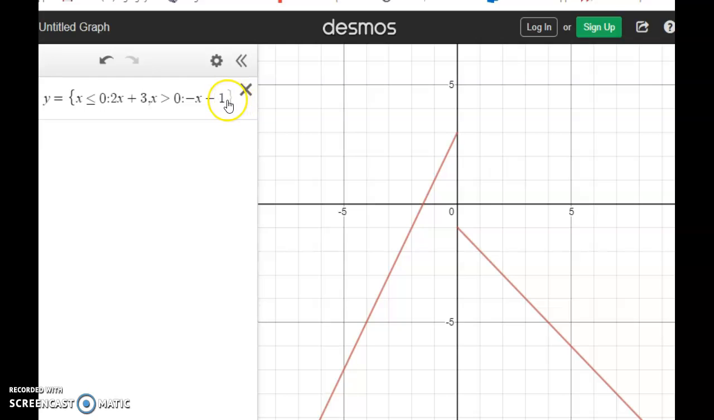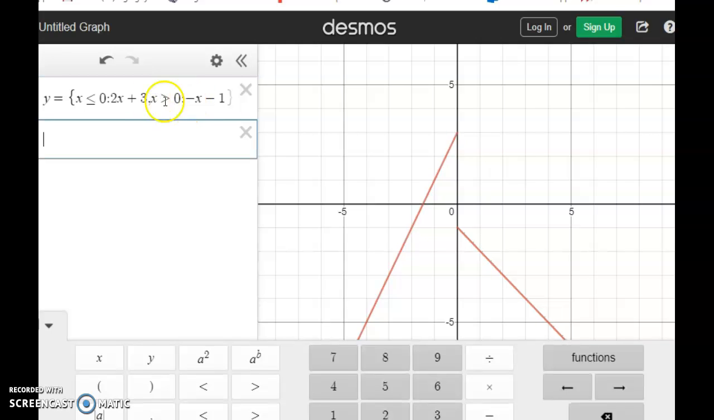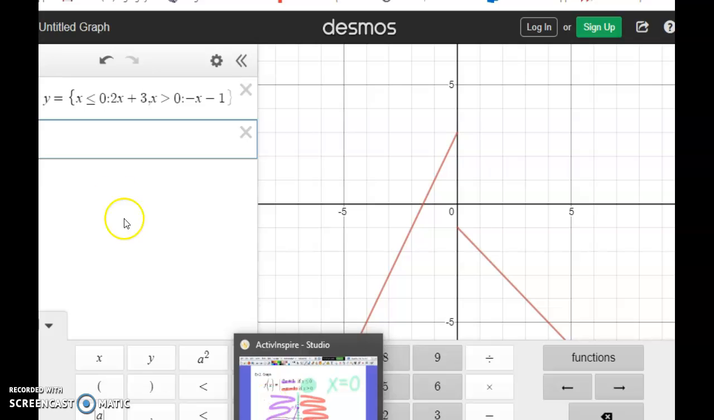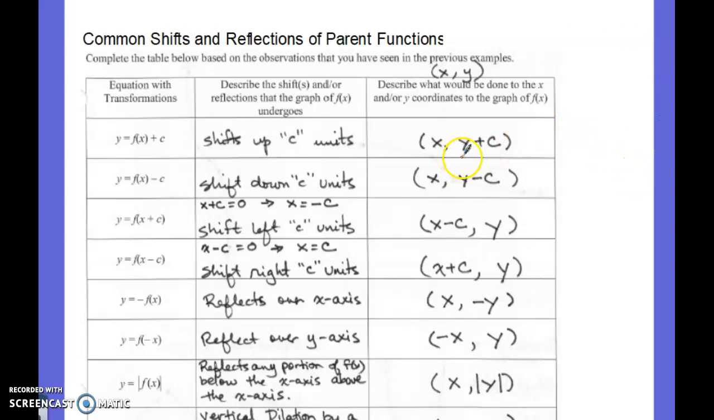So I would practice, if I were you, playing with Desmos and seeing if you kind of get it. I don't know if you can hit enter, no, you can't hit enter to separate it, so this is how you would type it in if you want to check your work. Feel free to pause the video and play with Desmos on your own, and I'm going to move forward explaining our transformations.